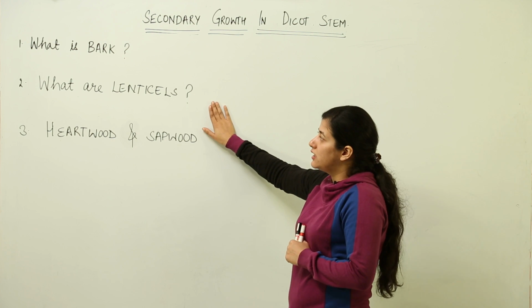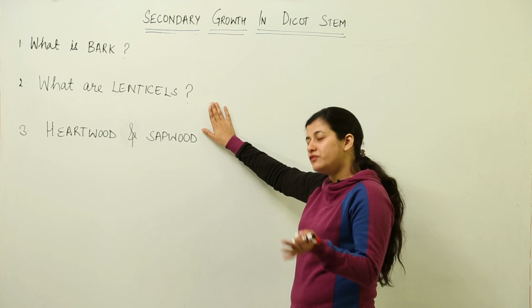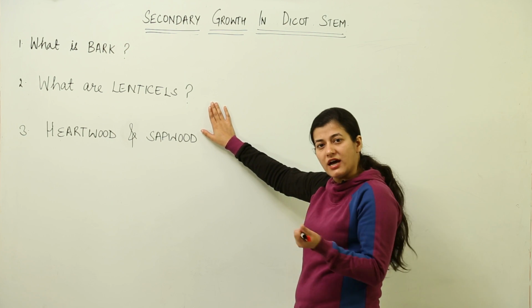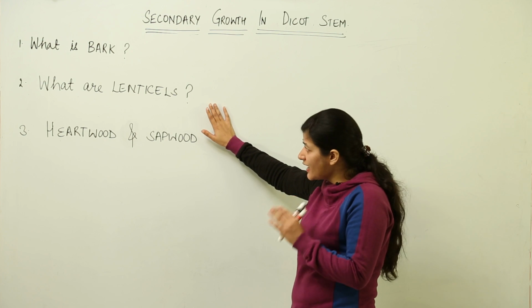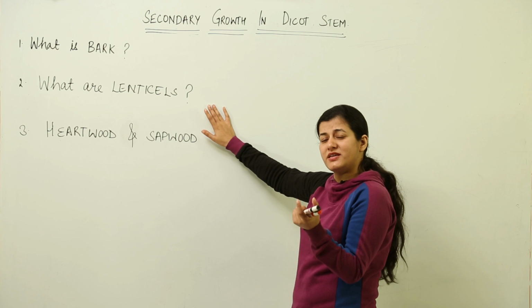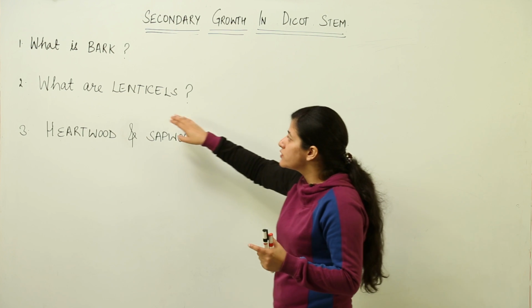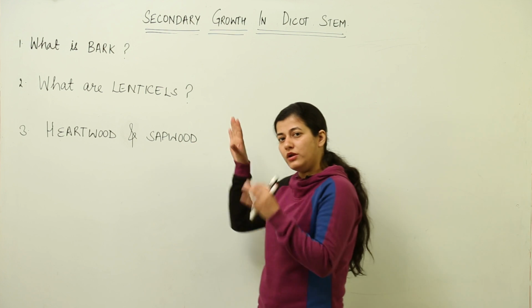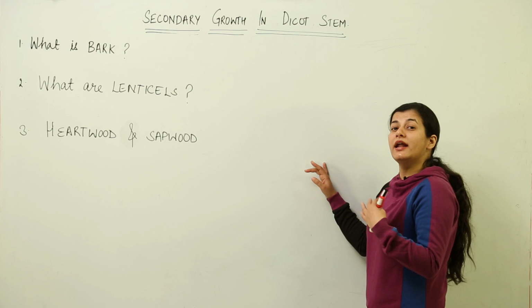Next is the term lenticels. If you have seen a bark, you must have noticed that the bark is broken at certain places. Those pores, basically that breaking up of the bark, formation of pores, those pores are known as lenticels. Again, we are going to observe what these lenticels are when we see the anatomy of the plant itself.